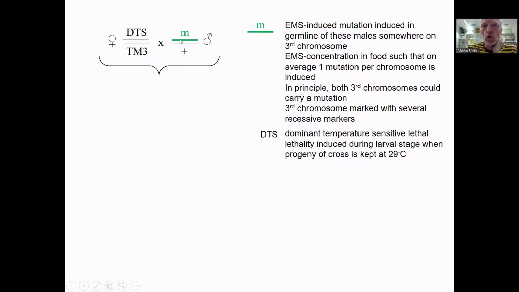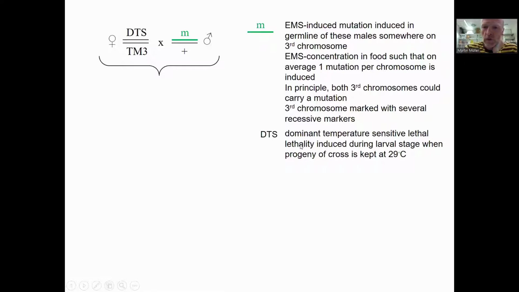So let's assume we have one mutation here on this particular third chromosome. It's indicated in green. The other one is still wild type. These males here, after they have been fed with EMS, are crossed with these males here. DTS, I have seen that one of you calls himself DTS. That's not him or her. It stands for dominant temperature sensitive lethal.